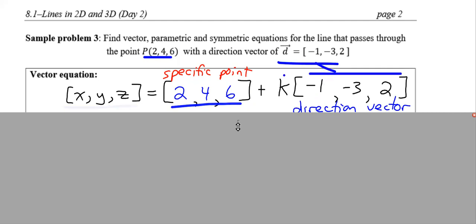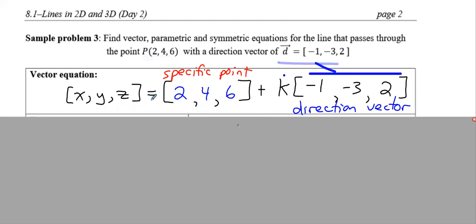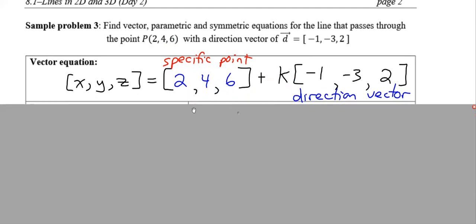Why did I choose K? I don't know. Doesn't really matter, to be honest with you. You can use the letter T if you wish. Any parameter will do here. Generally speaking, the letters K and T will work. Stay away from things like X, Y, A, and B, though, because they sometimes can be misleading when you're dealing with other types of forms. So from here, it's easy to get the symmetric equations.